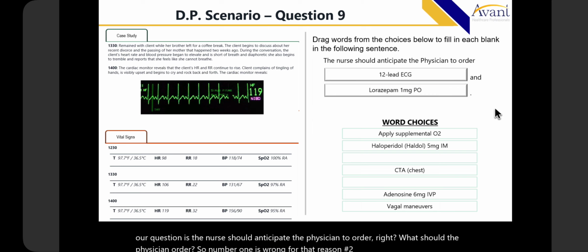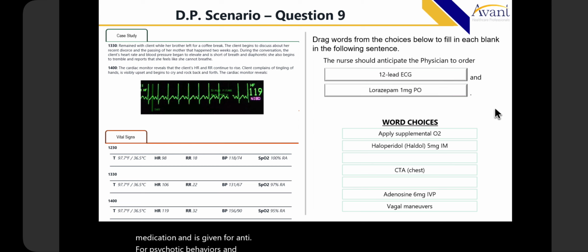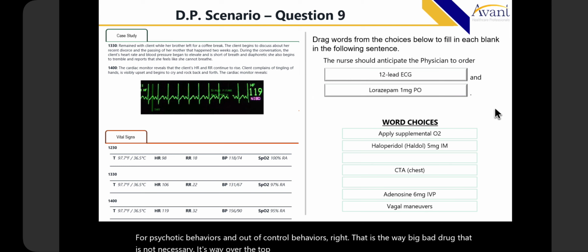Number two, haloperidol is an antipsychotic medication and is given for psychotic behaviors and out of control behaviors, right? That is a way big bad drug that is not necessary. It's way over the top for her situation. She doesn't need haloperidol. Lorazepam is going to be sufficient, right?